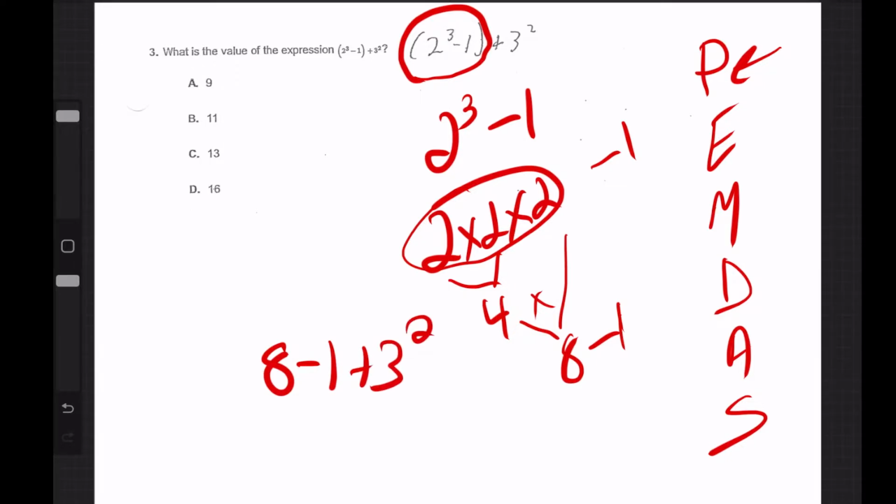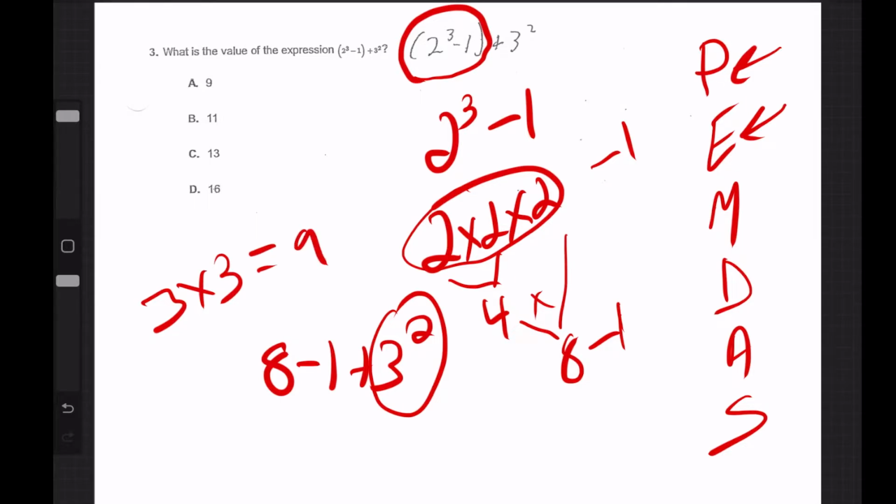Now we have to ask ourselves, we've done the parentheses. Do we have any exponents? Because that's the next step in PEMDAS, and we sure do. We've got this 3 raised to the second power. So let's do 3 raised to the second power and see what number that is. 3 raised to the second power would just be 3 times itself. That's 9. So now let's rewrite the question as 8 minus 1 plus 9.